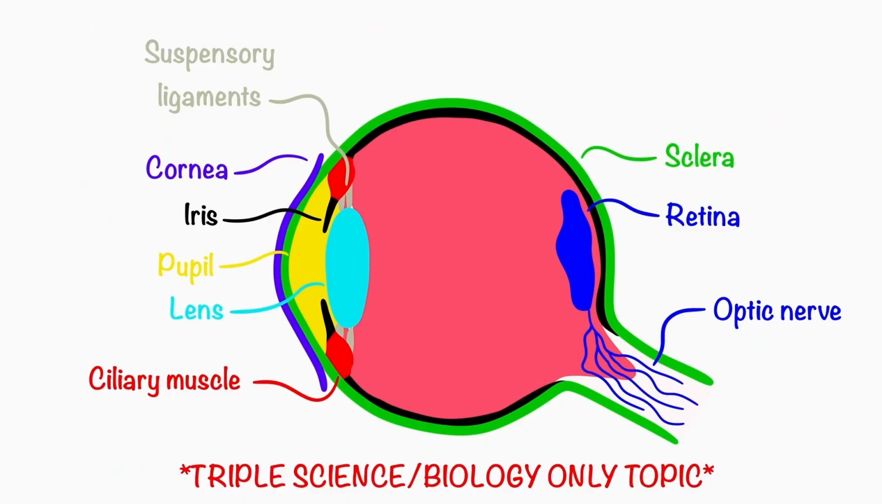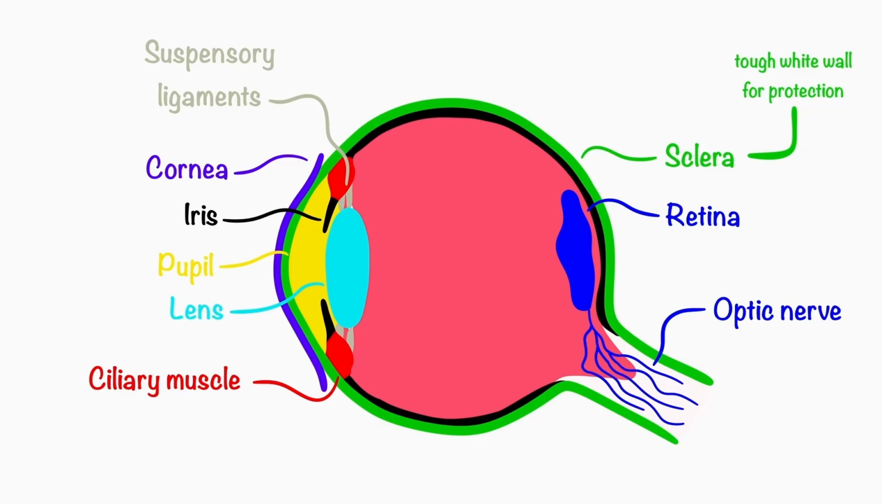The eye is a sophisticated sense organ with several important components working together to enable vision. Let's look at these key structures. The sclera forms the tough, white exterior wall of the eye. This protective layer helps maintain the eye's shape and provides structural support. At the front of the eye sits the cornea, a clear dome-shaped window that begins the process of bending light as it enters the eye.